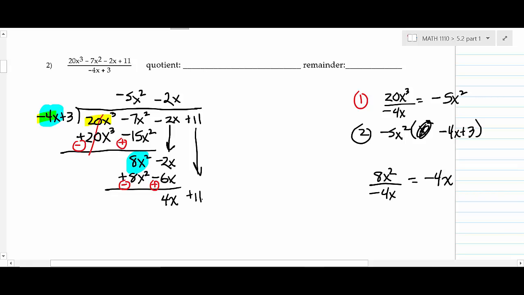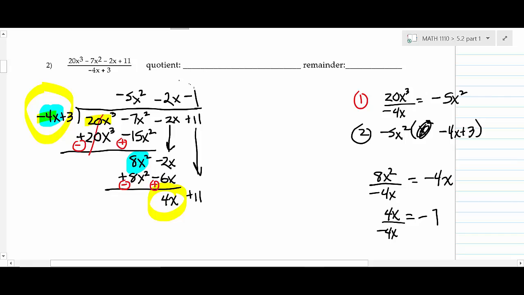And notice the answer, the exponents are going down. That's what will happen. And then the next thing you do is you do this divided by this. So now we do 4x divided by negative 4x. That's equal to negative 1. So we do that. Then we multiply, and then we'll be done.